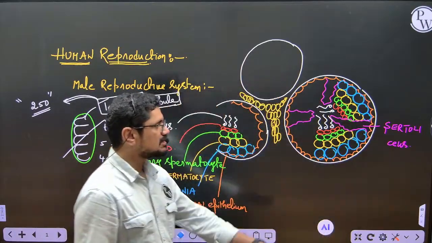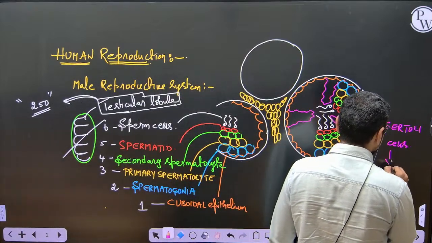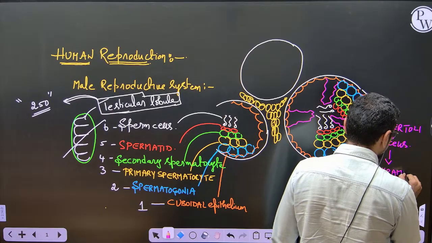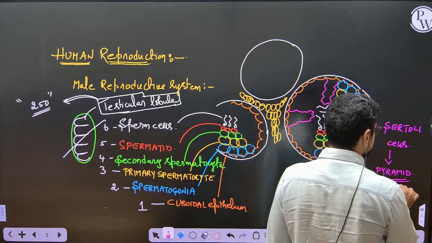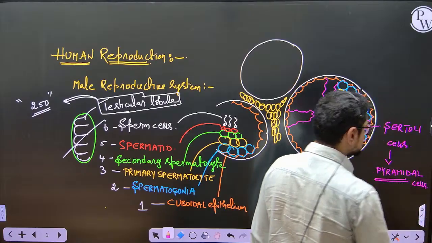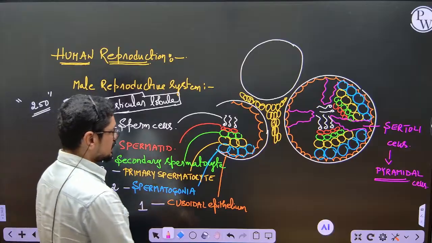Okay. A number of Sertoli cells are also present. What is the shape of the Sertoli cell? The Sertoli cell is in the shape of a pyramid. Pyramid-shaped cells. So as the shape is a pyramid, Sertoli cells are also called pyramidal cells. Like that, a number of cells are present.